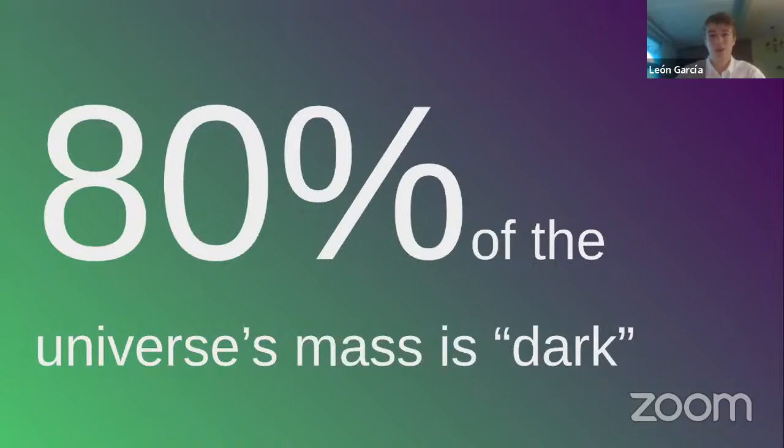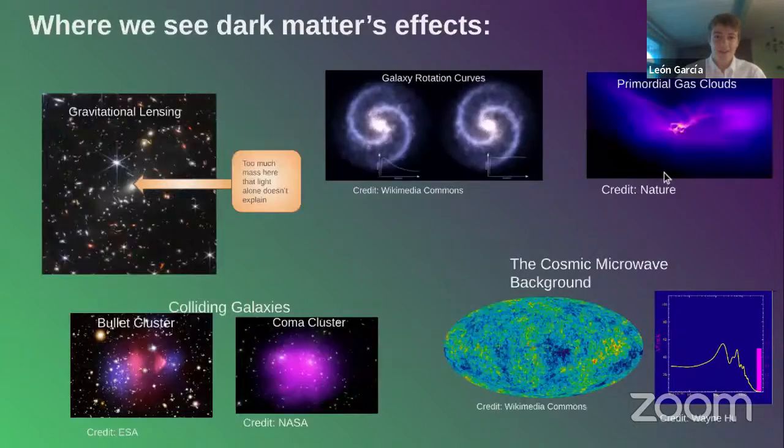The way that we know about dark matter is from its interactions with things that we can see, like galaxies, stars, clusters, and gas clouds. And there's some major areas where we see dark matter having a massive effect in shaping the evolution of the entire universe and of constituent structures within it.